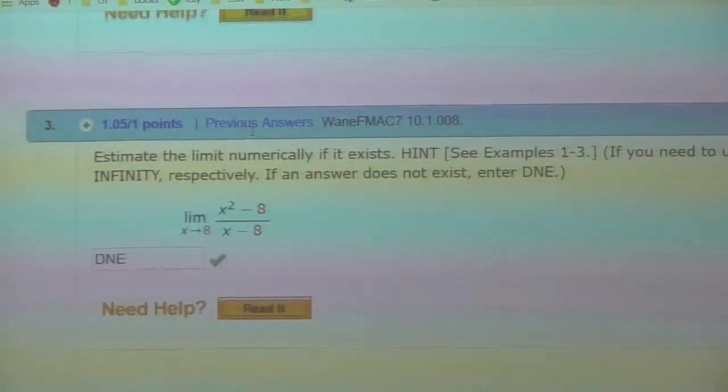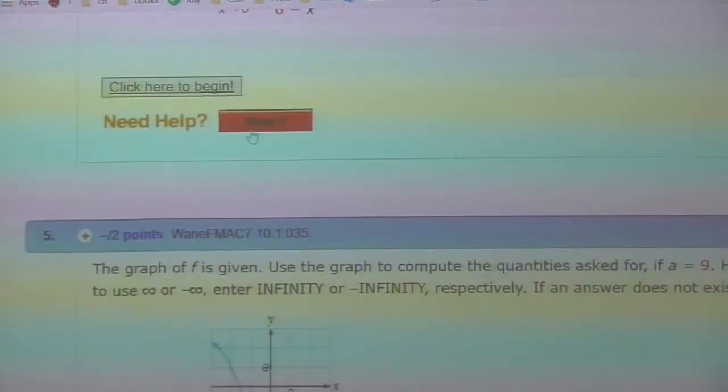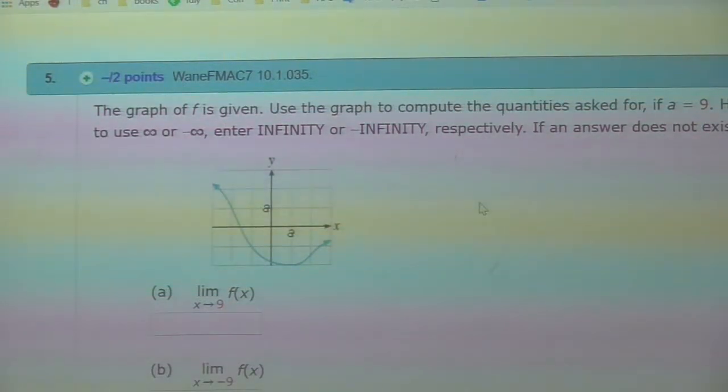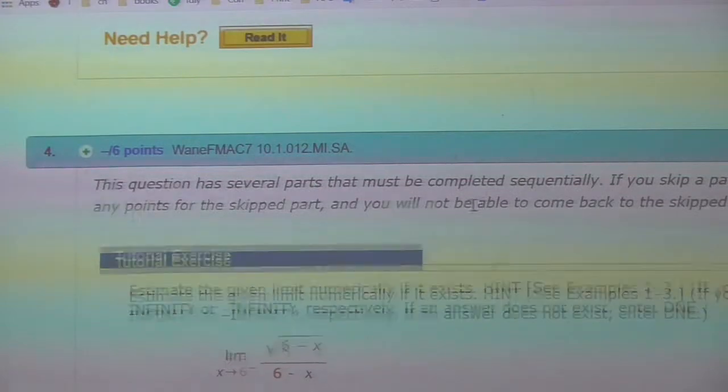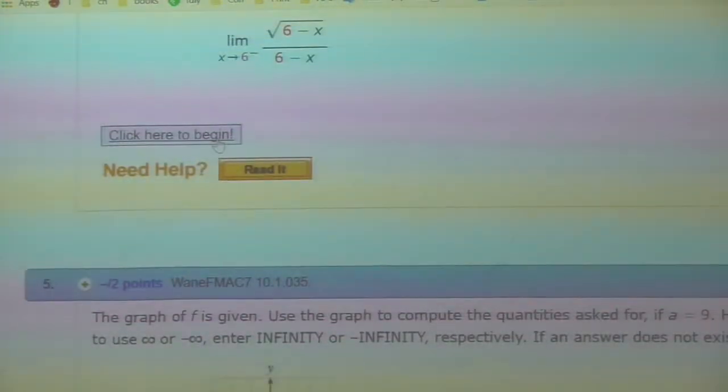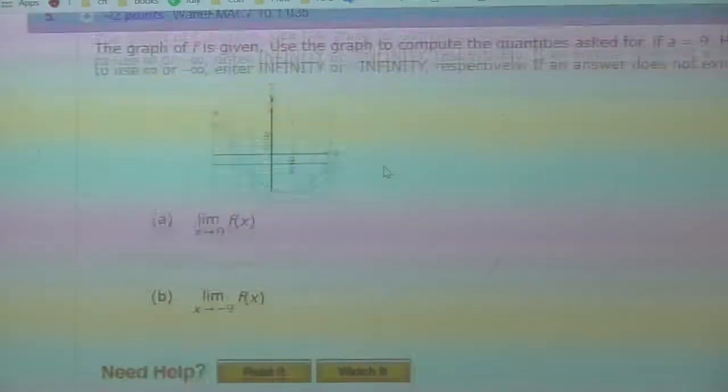Okay. Let's see, do we have anything else? Okay. Right, that was a really long one, so I'm not going to do that. It says click here to begin. So how about this one though?